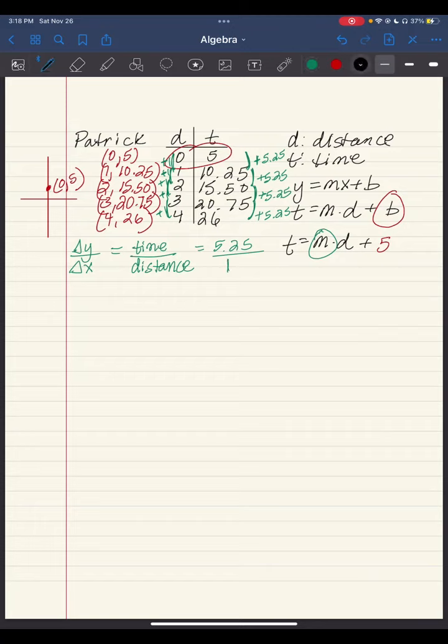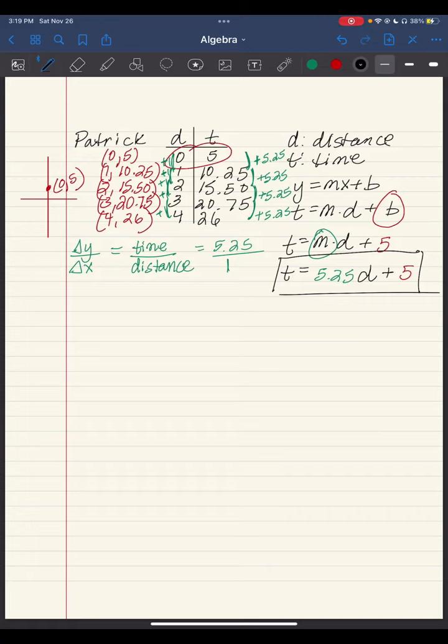So how can we rewrite this? We can put this as t equals 5.25d plus 5. We don't have to write the 1 if we don't want to. So this is telling us that even though Patrick is forgetful, he's fast because there were 5 minutes on the clock to start with, but he's going to run a 5.25 minute mile, and that's pretty fast. And that's how you find that.